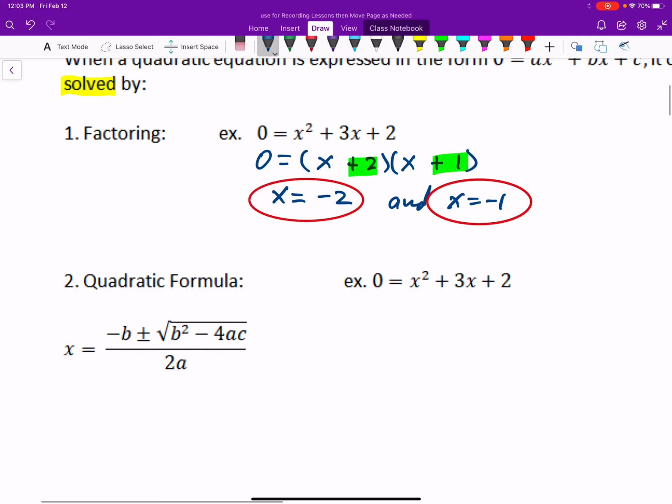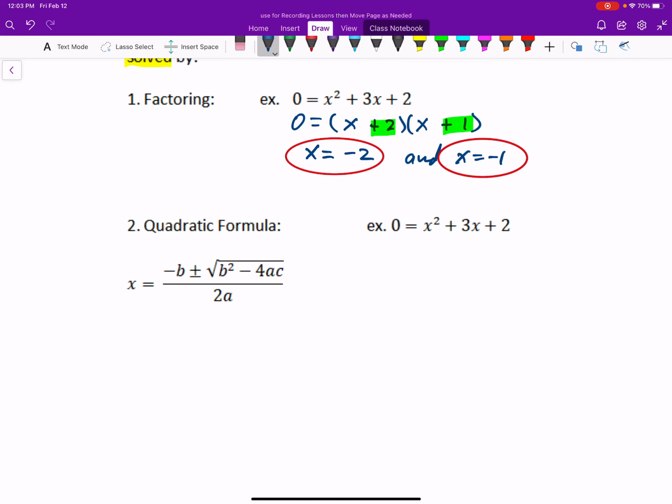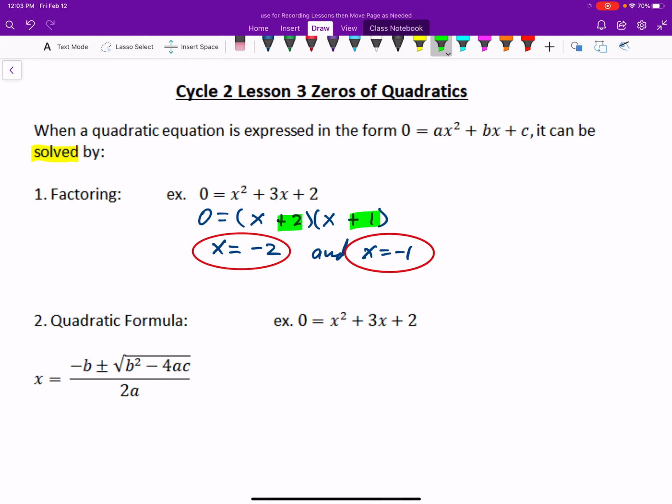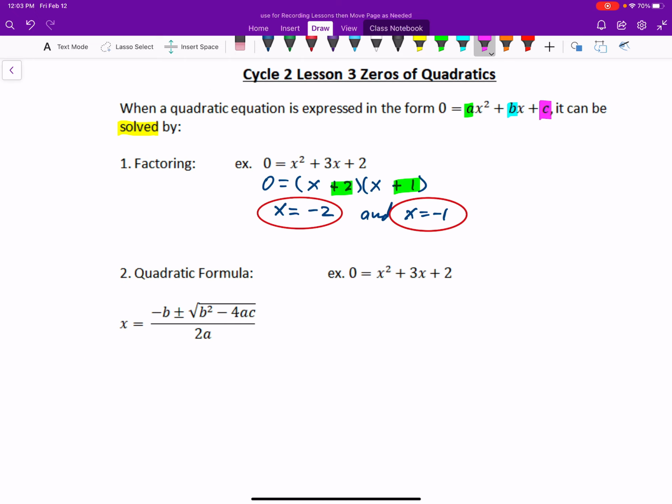Another way we do it, if we can't factor it, we could use the quadratic formula. So the quadratic formula is going back to ax squared plus bx plus c, and we're just filling in the different values of what a, b, and c are into the quadratic. I'm just going down here where we see a, b, and c going into the formula, and seeing where we put the different values in, right? So for a particular quadratic like this one, a is 1, b is 3, c is 2.